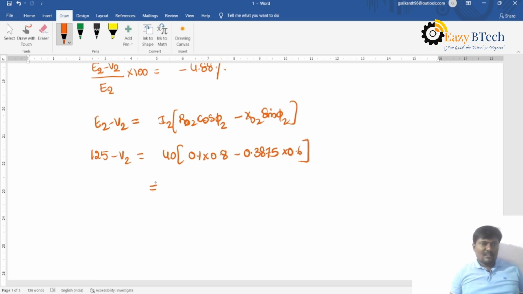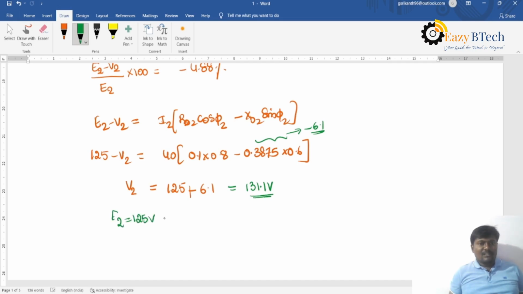So from this V2, this drop is 125. So 125 minus means plus 6.1. This entire value is minus 6.1. So if it goes to the left side and V2 goes to the right side, 125 plus 6.1 should be equal to 131.1 volts. You can observe the E2 value is 125 volts and the V2 value is 131.1.